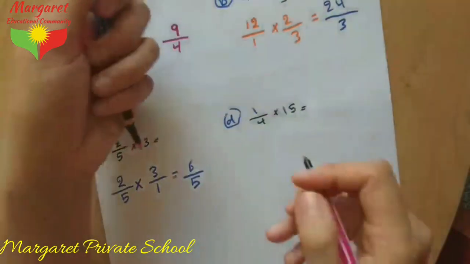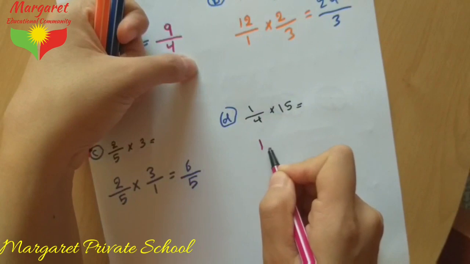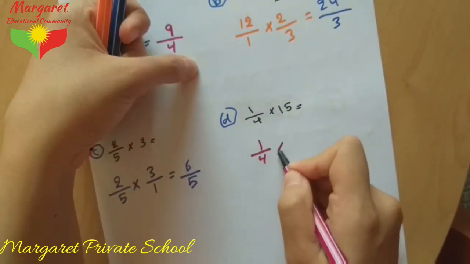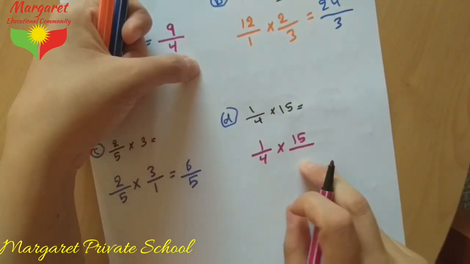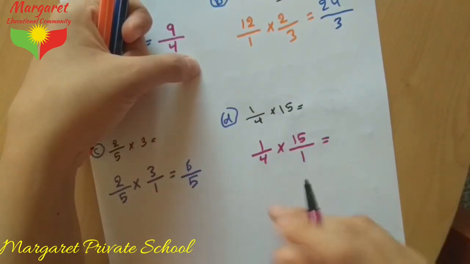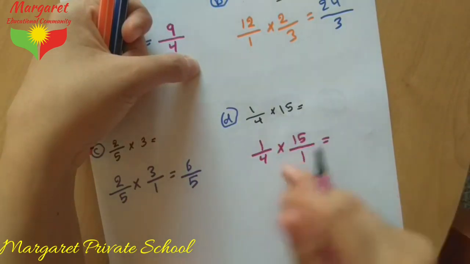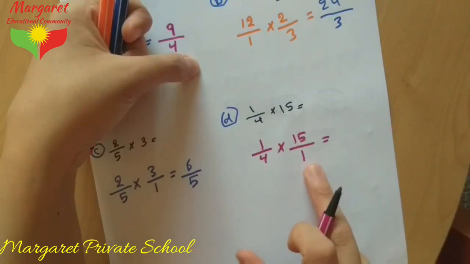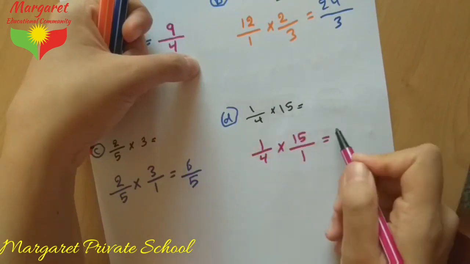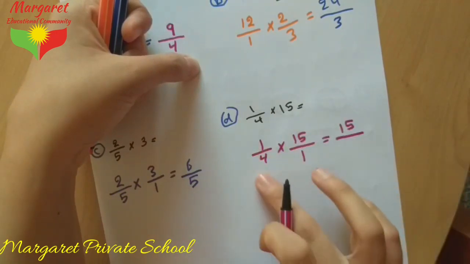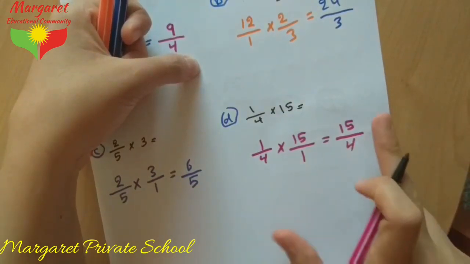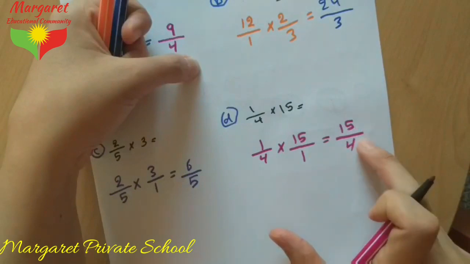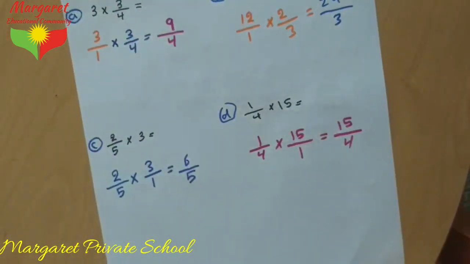Write 1 over 4 times 15. We must write the denominator for number 15 as number 1. 1 times 15, the numerator times numerator and denominator times denominator, 1 times 15 is 15 and 4 times 1 equal 4. The result is equal 15 out of 4.